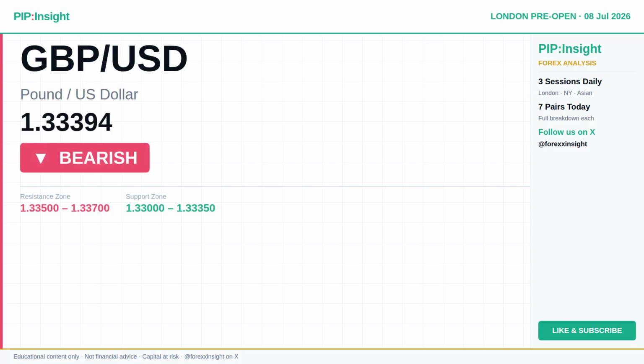Pound dollar. The chart is showing bearish structure on this session. The 4-hour trend is to the downside and the 1-hour is also pointing lower. Resistance is marked between 1.335 and 1.337. Support is marked between 1.33 and 1.3335. Here is the full chart breakdown.